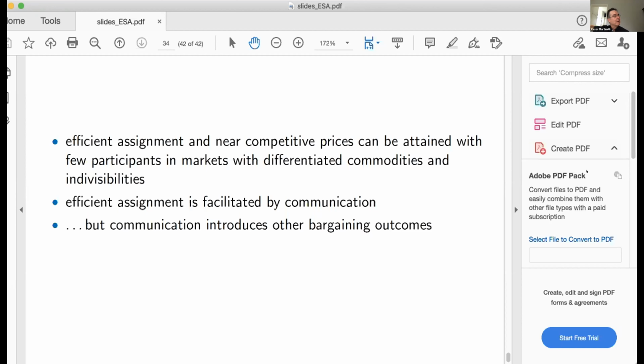Between pit trading and... so what happens in pit trading is people can talk to, each buyer can talk to each of the sellers separately and exchange offers, and they communicate their intention to trade and settle for an offer.